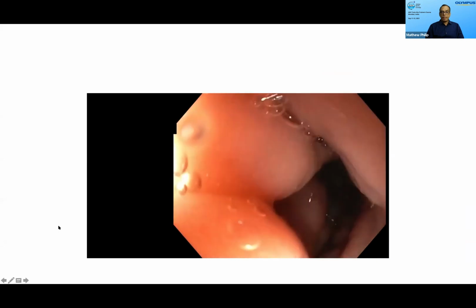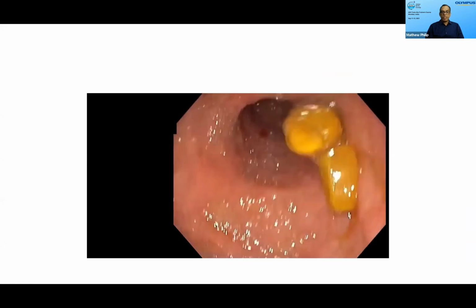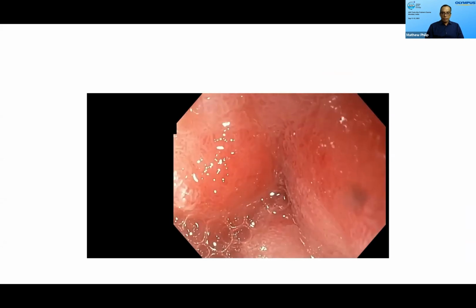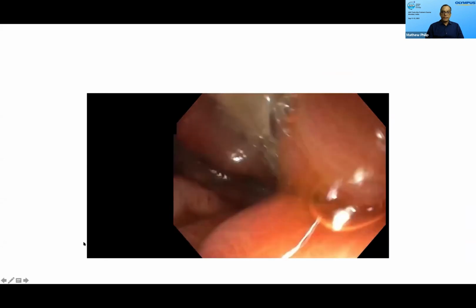So coming to a video aspect of this, you identify the right patient, use an upper GI endoscopy, clear the stomach and all, and then go to the lumen and find out the stricture site. Pass your guide wire.